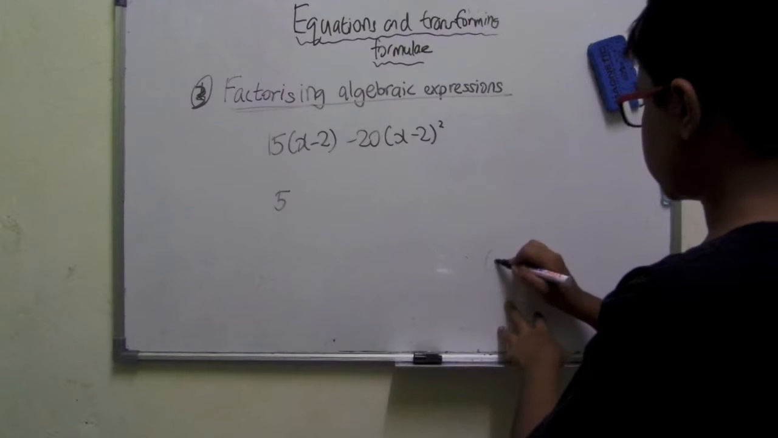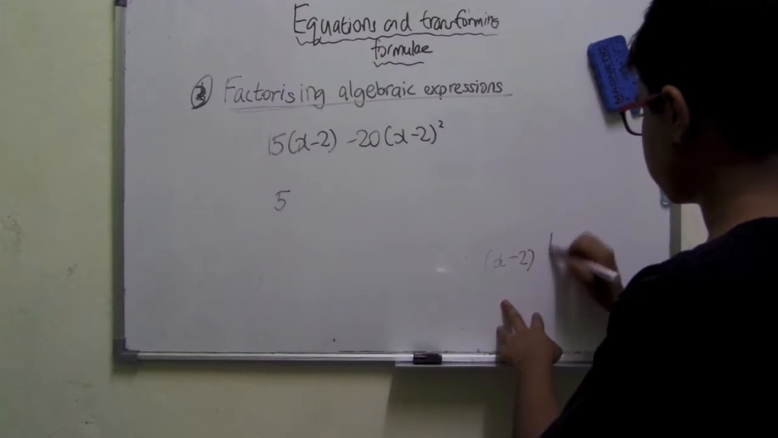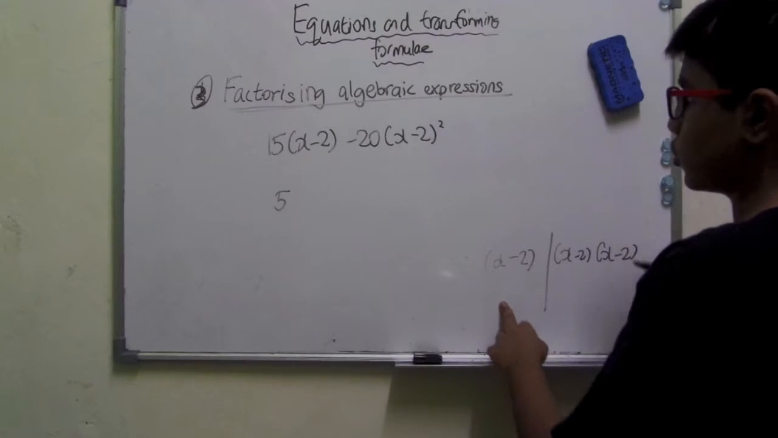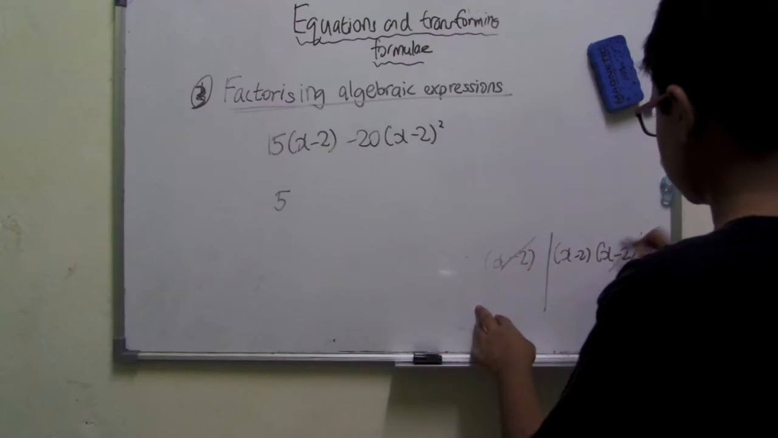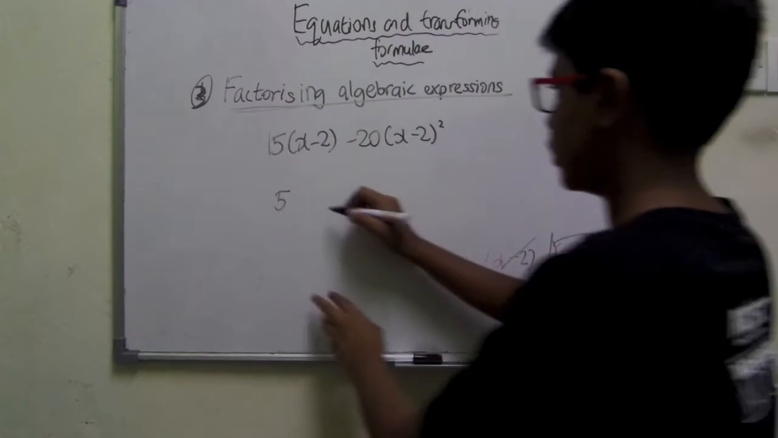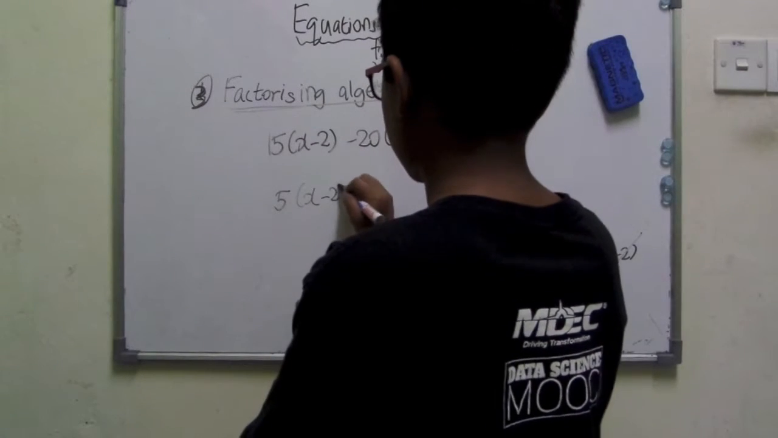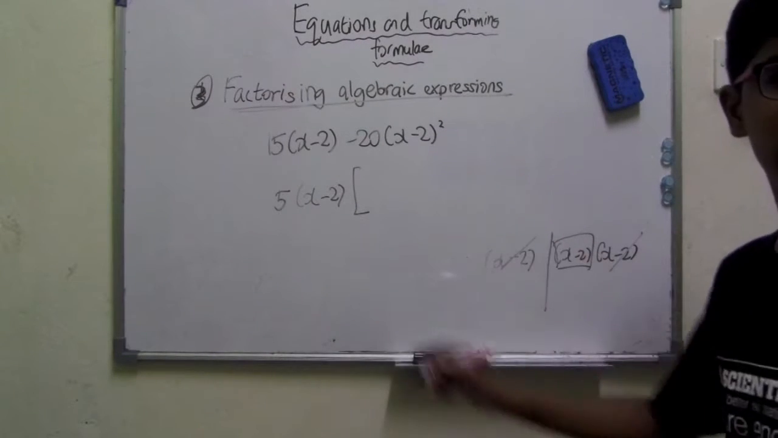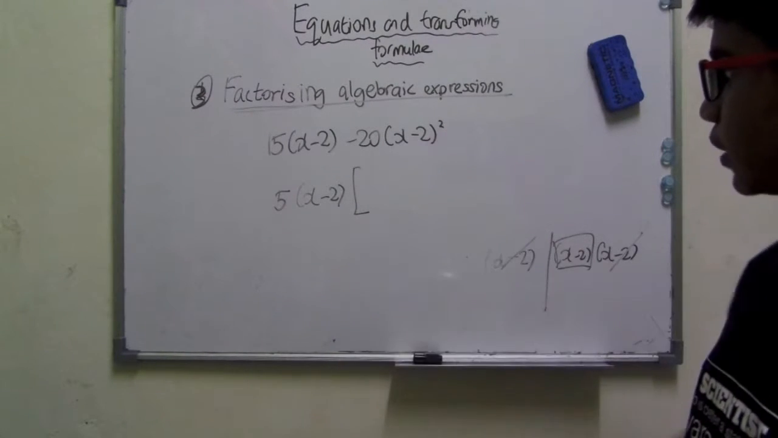I'll put this again in this form for you. (x minus 2) on the LHS, and (x minus 2)(x minus 2). So what's common? Cut, cut. 1(x minus 2). So x minus 2, and then open one nice gigantic bracket. That's a bigger form of bracket. Very nice, right? Nice big bracket.